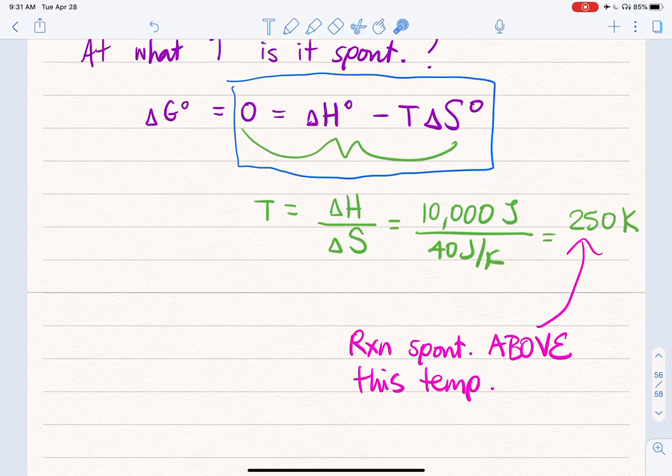Okay, so I hope all of that made sense. And in the next lecture, we will talk more about calculating delta G of a reaction from the standard free energies of formation.